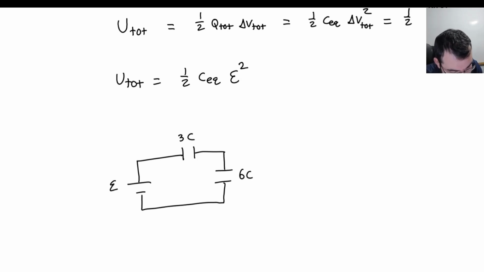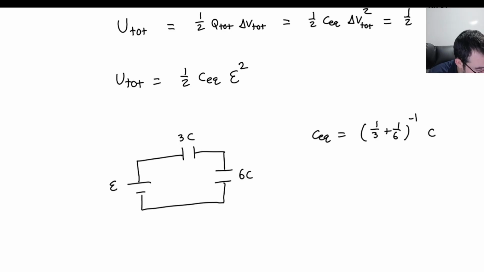So then we just do the reciprocal rule. So CEQ is just (1/3 + 1/6)^-1 times C, and that is 2.